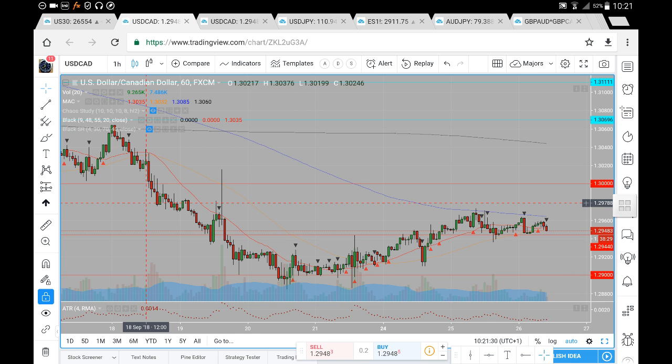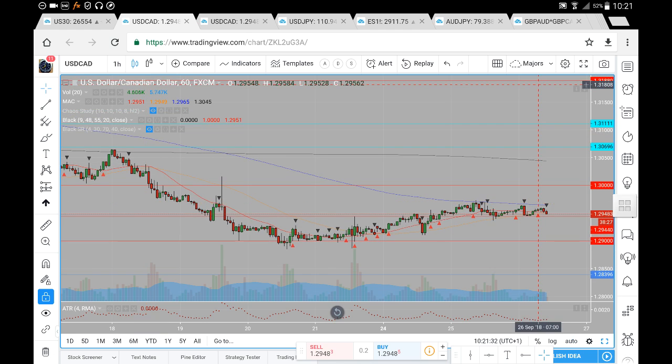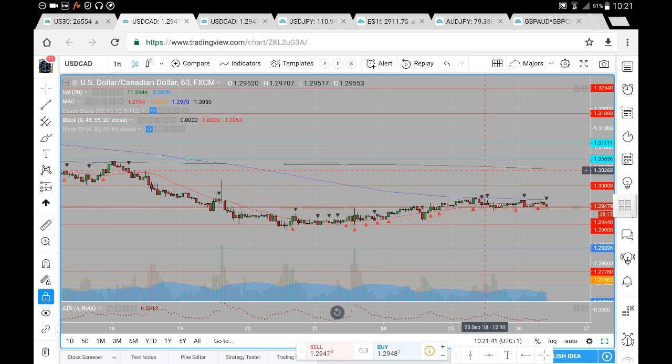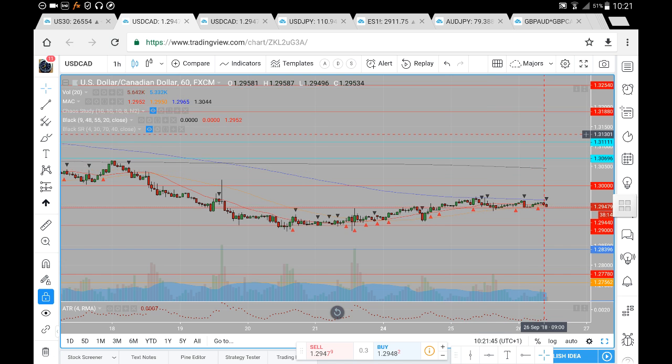Successful break from which we're then looking for prices to head down towards the 128.39. Looking for a move down towards that 128.39, and if volatility does allow for price to trade beyond the 128.39, I wouldn't think that's unlikely today on the 26th of September. But beyond the 128.39, we've got the 127.78 here on the USDCAD.